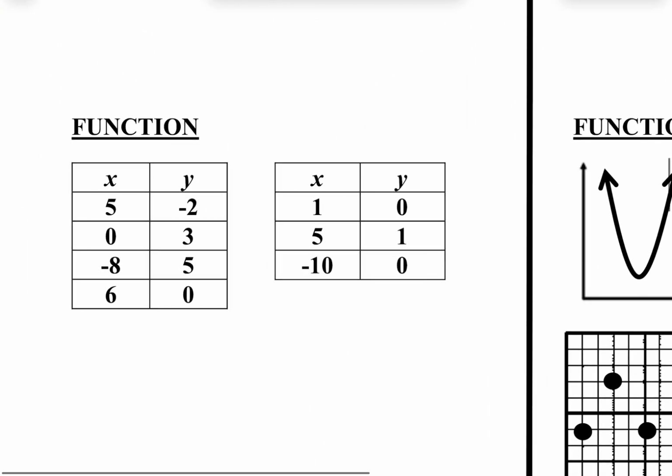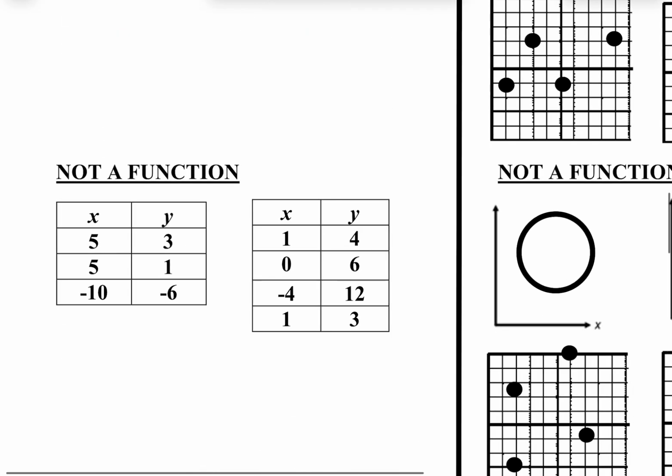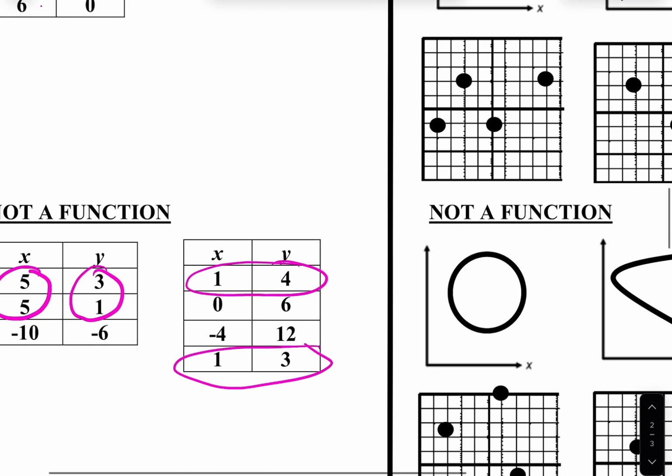Okay, so if I look here, 5 doesn't repeat, 0, -8, 6 doesn't repeat, 1, 5, -10 doesn't repeat. Over here, the 5s are repeating and they're going to two totally different things. So let's look here. Going to two totally different things. So that is why those are not functions.